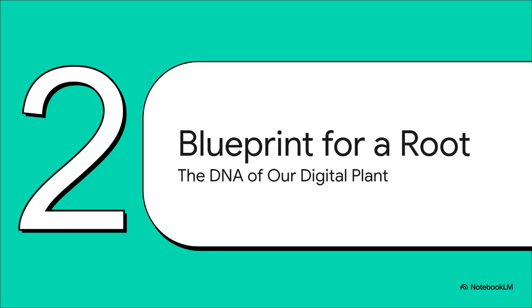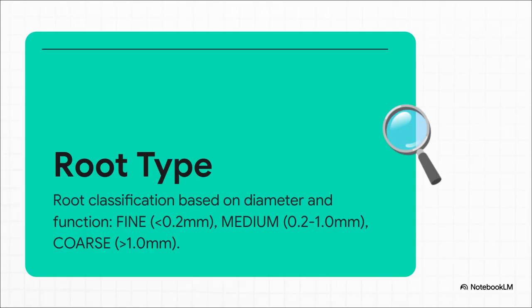Our digital plant is no different. It's all built from these fundamental little pieces, its digital DNA, that are all laid out right in the code. First thing you have to know is the model is smart enough to know that not all roots are created equal. It breaks them down into three main types. You've got your fine roots. These are the super thin, hard-working ones doing all the heavy lifting of nutrient absorption. Then you have medium roots, kind of a mix of absorption and transport. And finally, your coarse roots. Think of these as the big structural highways that hold the whole plant in place.